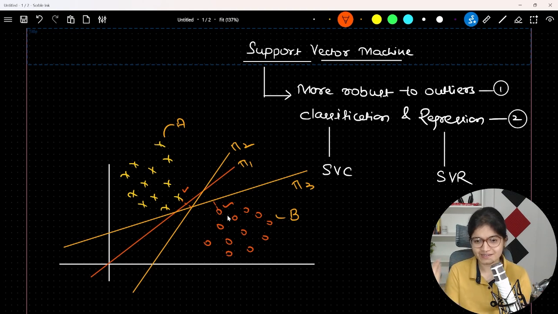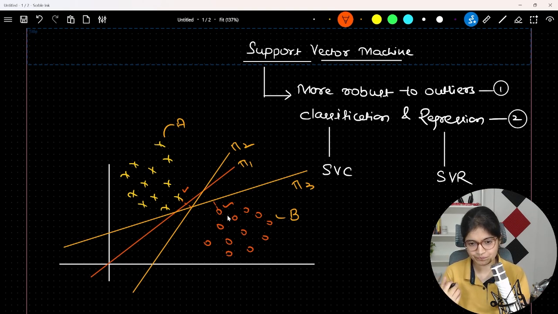So that's the best fitted line which can basically classify between class A and class B, and maybe pi 3 is the better one, right? As of now, we don't know the exact distance values, but we're considering it as an assumption. The same thing is done by support vector machine as well.